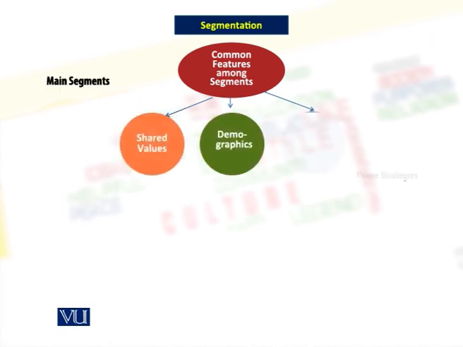Let me now take you to a slide which explains the whole concept graphically. As you can see from this presentation of segmentation, we have common features among segments, and the segments, meaning the main segments or the macro segments, which I referred to earlier, are by way of shared values, demographics, and benefits. Let's talk about shared values first of all. Shared values can be divided into different sub-segments. Why? Because there are different people who look at the values from so many different perspectives. They have their own points of view.